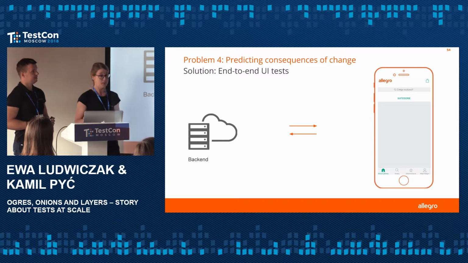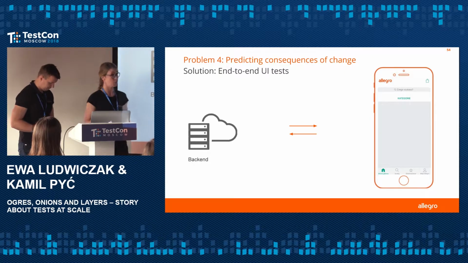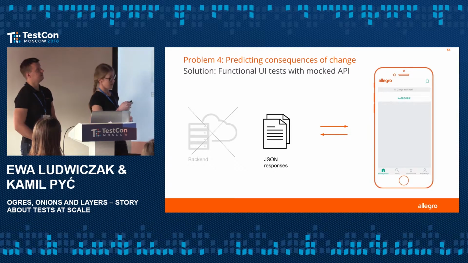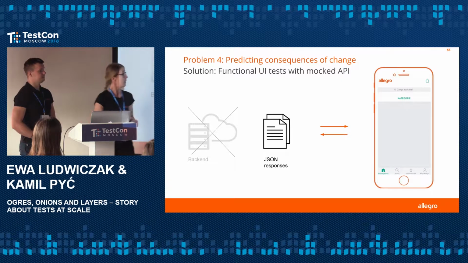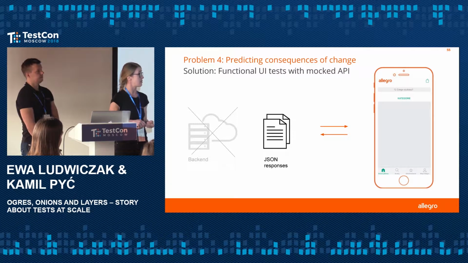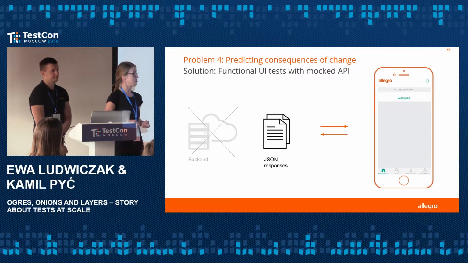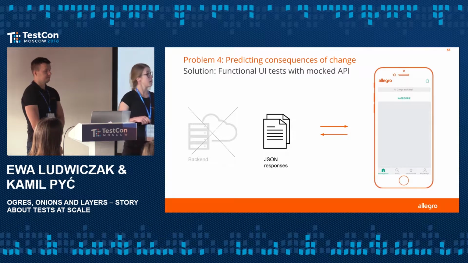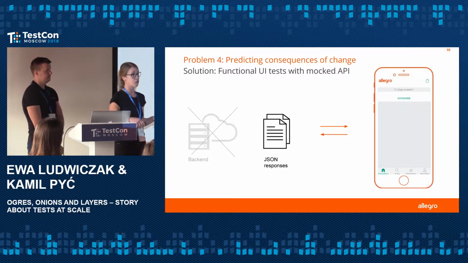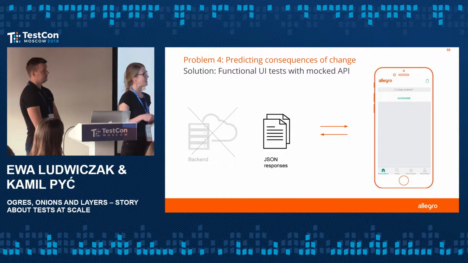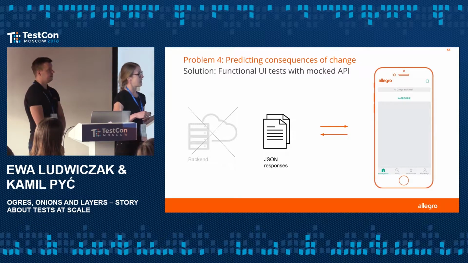And what we did, instead of using end-to-end UI tests communicating with a real backend, we created a set of functional UI tests with a mocked API. What does it mean? It means that the application that is performing tests, instead of calling the actual API, uses saved responses. So we recorded all the requests that the application was performing during the tests, and we saved JSON responses in our repository.